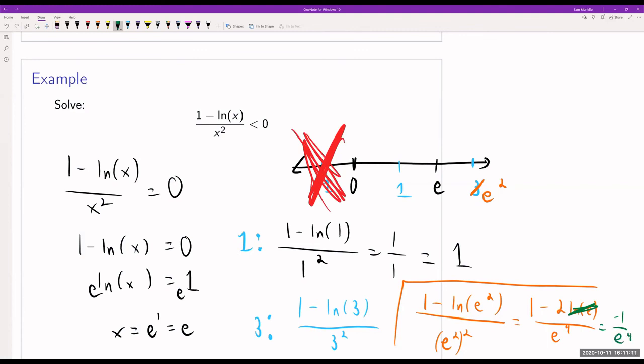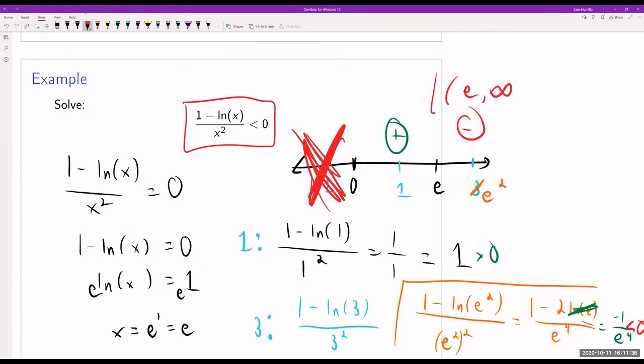Since e is a positive number, negative 1 over e to the 4th is negative. So this one is less than 0 for a negative here. This one was greater than 0 for a positive here. And of course, the left-hand portion of the graph is omitted due to the restriction on our domain for ln. Since we want less than 0, the answer we are looking for is e comma infinity.